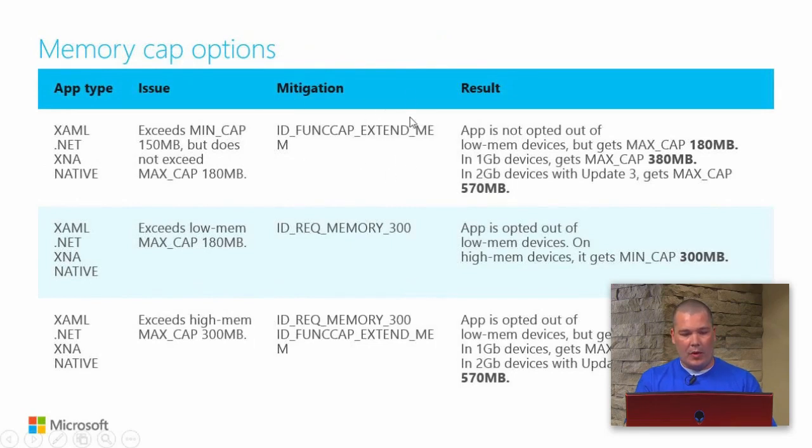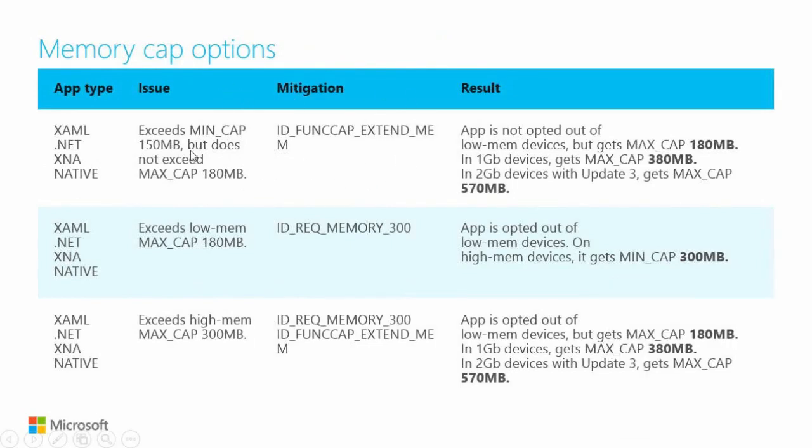So here is a little bit more detail about that. If we want to have a minimum cap of 150 but not exceed the maximum cap of 180, this is our lower end devices. This is the mitigation that we'll set inside of our app manifest. This allows us to opt out if we want to. So if we go down below, we're saying that we're going to always exceed the minimum memory cap. So we want to select the mitigation for ID_REQUIRED_MEMORY_300. This says that only devices that have over 300 megabytes can actually run this. So we're opting out of the low memory devices.